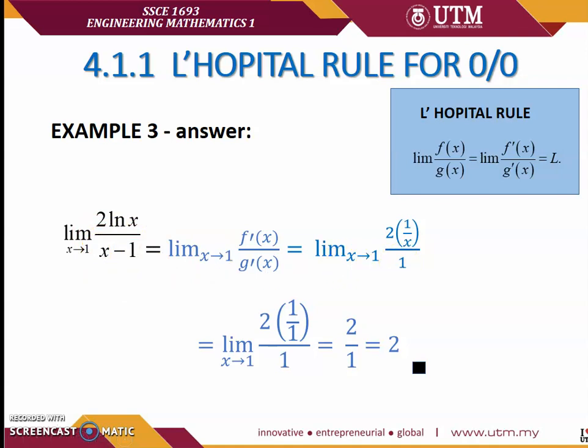After the differentiation, you just substitute the limit. The limit here is 1, so 1 over 1, multiplied with the 2, gives 2 over 1, which is 2. What happens if in the second attempt we still get 0 over 0? We need to differentiate the functions f(x) and g(x) again, until we obtain a value other than 0 over 0.